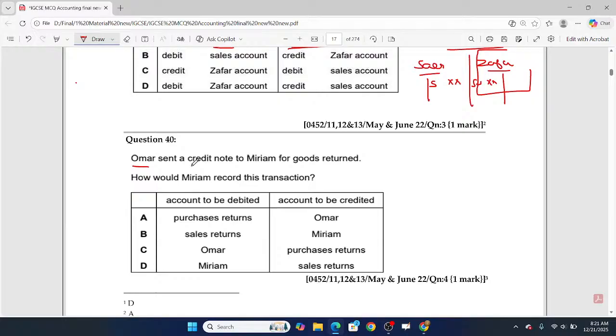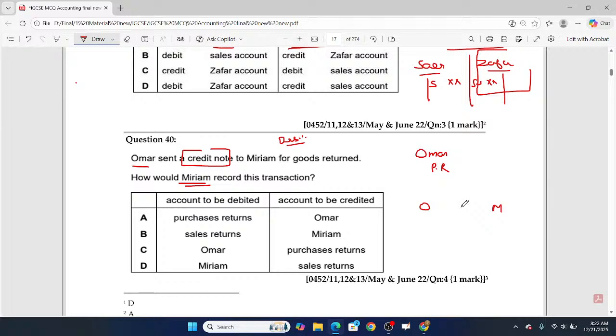Omar sent a credit note to Mariam for goods return. How would Mariam record this transaction? Now, credit note means Mariam is going to be credited. In Mariam's books, it seems to be like a debit note. Omar is going to be debited. When is Omar going to be debited? On purchase return. Omar and Mariam.